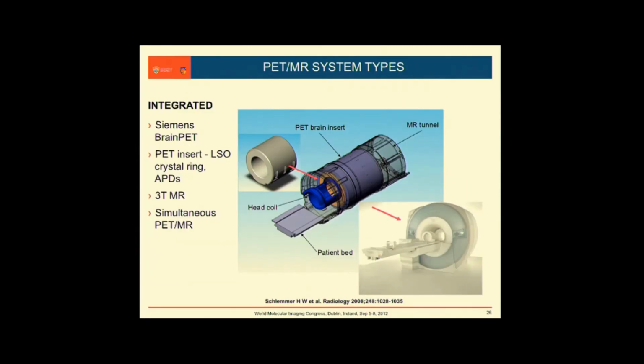The success of these preclinical systems inspired the development of the first integrated PET-MR system for human imaging, the Siemens Brain PET. The PET insert with APD detectors was designed to fit inside the bore of a standard Siemens 3 Tesla MRI system.